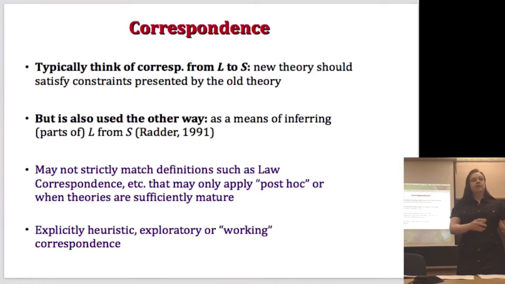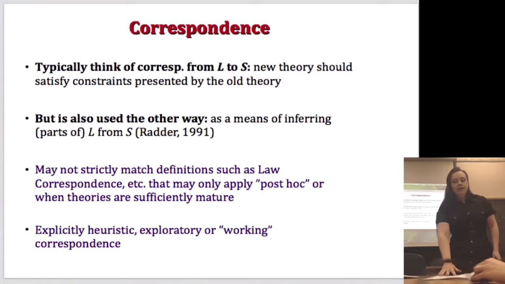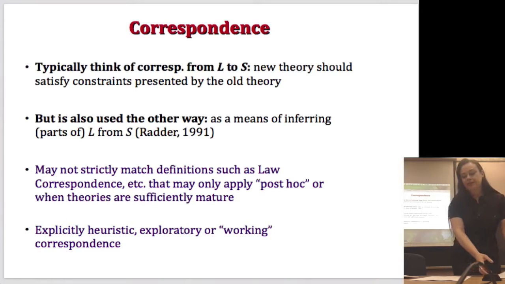And I think because of this, the way it's used from the old theory, exploratory, looking for the new theory, this part is not always going to strictly match up to these definitions of law correspondence, mathematical, numerical correspondence, etc. Because these ones typically make sense only once you've got a mature enough theory that you can then go back and formally write these out. So I want to emphasize that there are forms of correspondence that are explicitly heuristic and kind of exploratory or working correspondences rather than formal relations, during the process of theory development. They're not the ones that are going to be necessarily enshrined in the textbooks later.